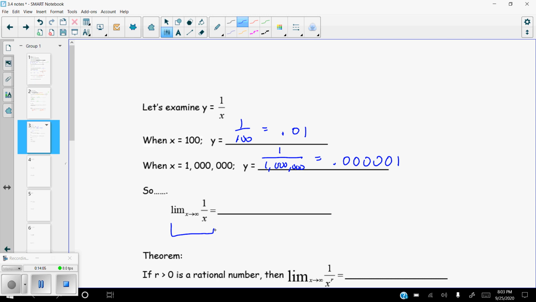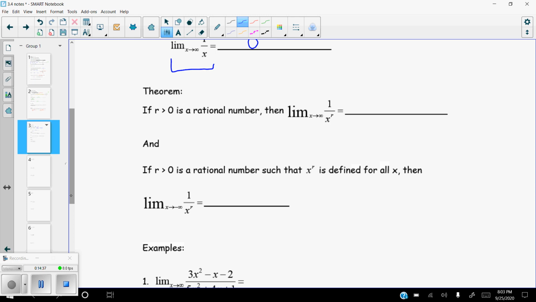It's going to get so incredibly large that this is going to approach 0. It will never actually get to 0, but it will approach 0, because you're going to have 0.00000 billions and billions of times, and then a 1 at the end. And then as you approach infinity, that just keeps on going. So the limit of 1 over x as x goes to infinity is 0. That's a really, really important concept.